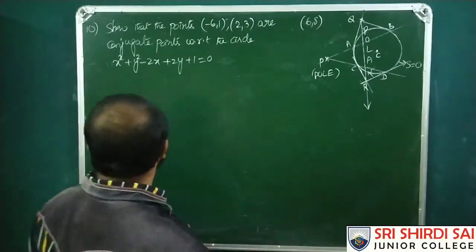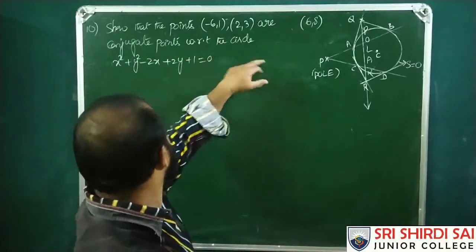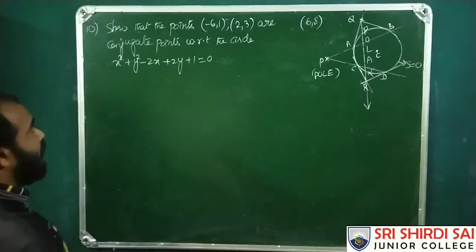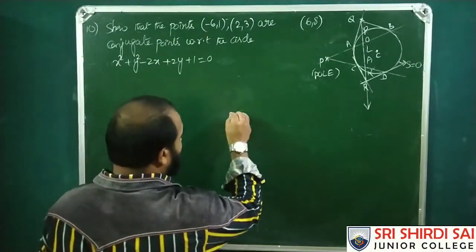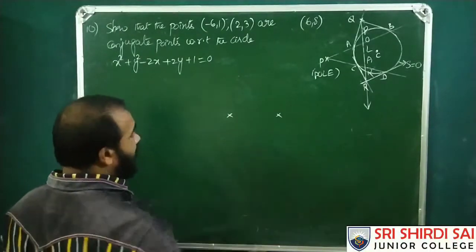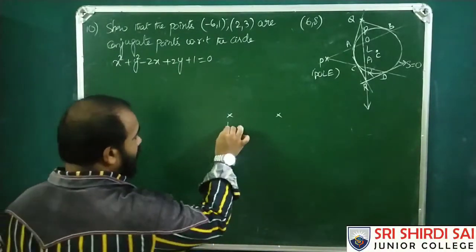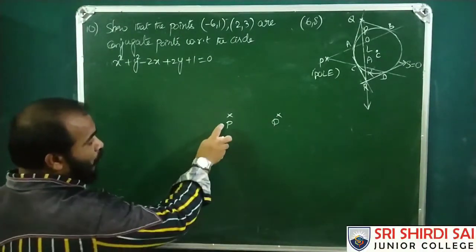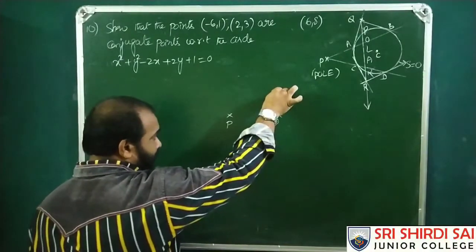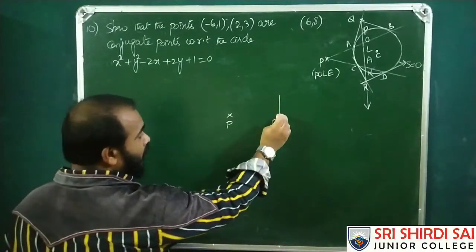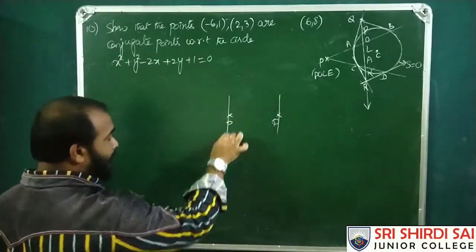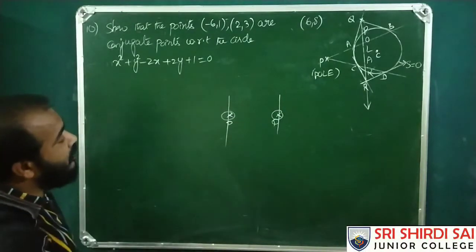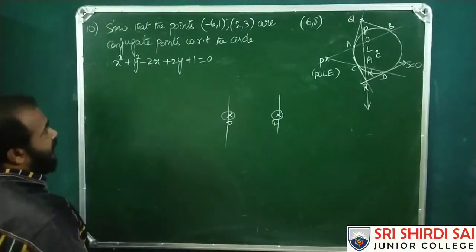The next question is, show that the points are conjugate points with respect to the circle. So what are conjugate points? Two points P comma Q are said to be conjugate points if the polar of P passes through Q and the polar of Q passes through P. And we have a direct condition as well.